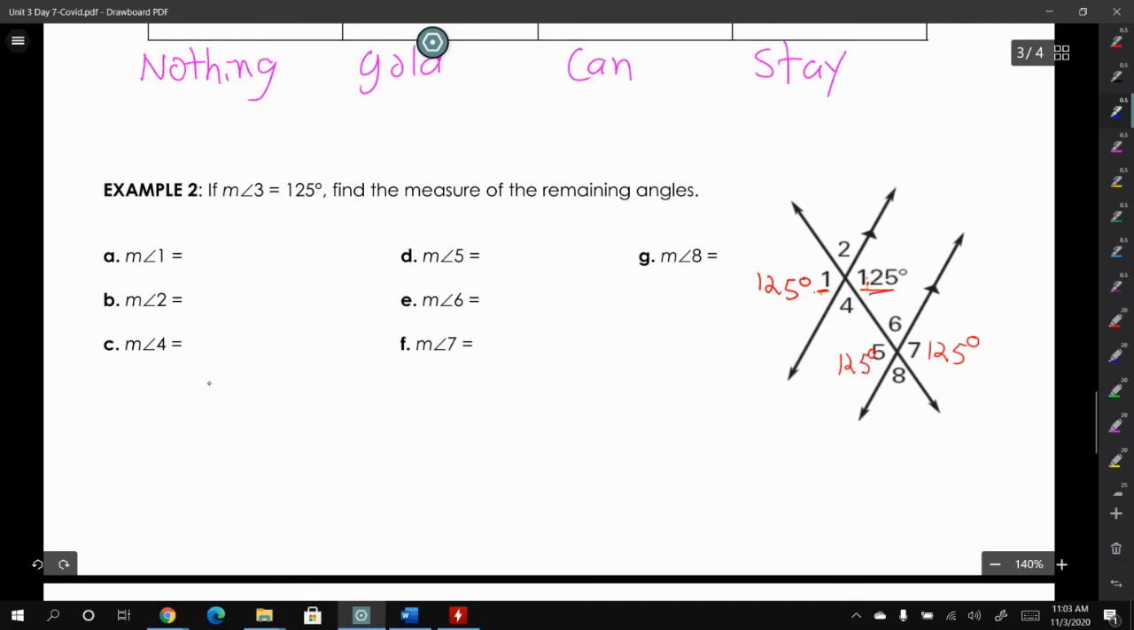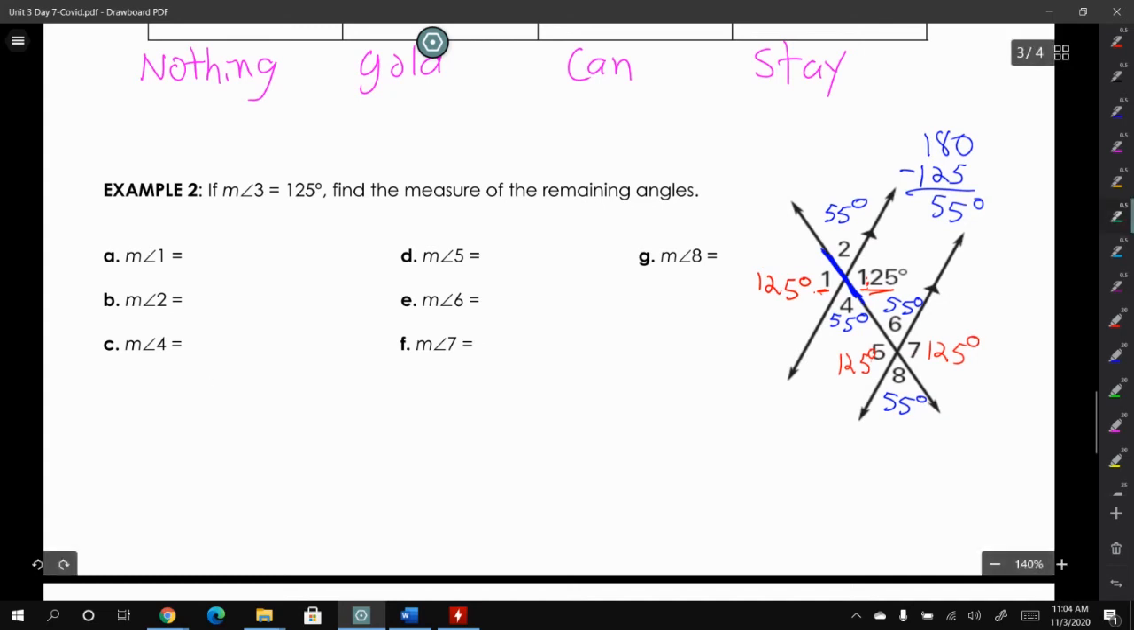Now you could say, well, we have a straight line right here, so if I do 180 minus 125, that equals 55 degrees. So angle 2 must be 55 degrees. And then you can go through and say angle 2 and 4 are vertical, so these are 55 degrees. And angles 4 and 6 are alternate interior, so that's 55 degrees as well. And all the other angles are 55 degrees. So you'll notice there's only two different numbers here.